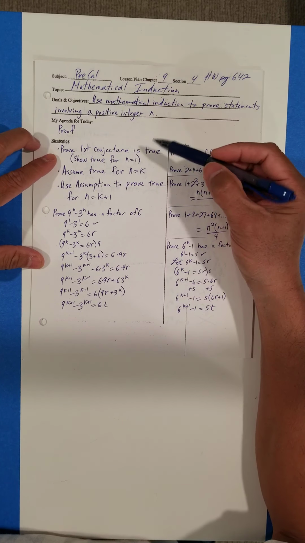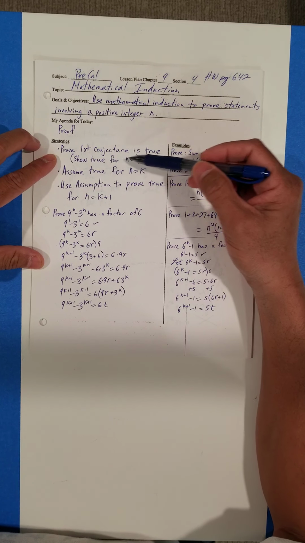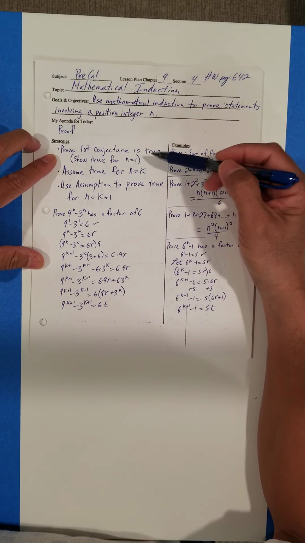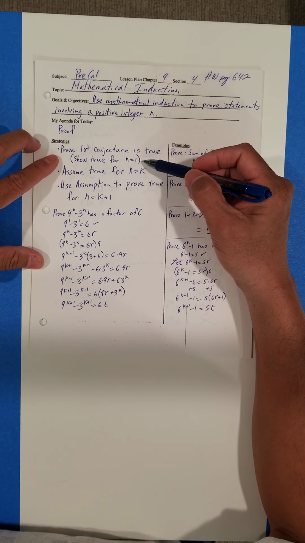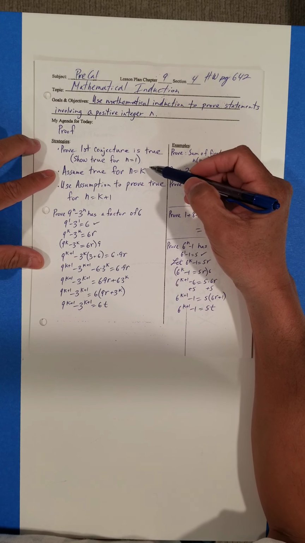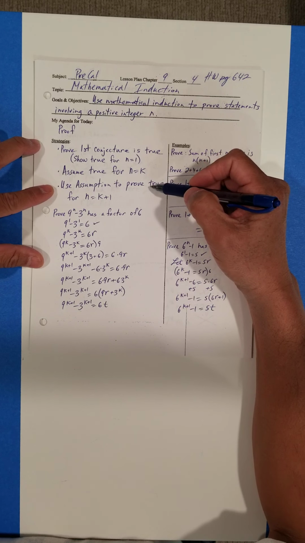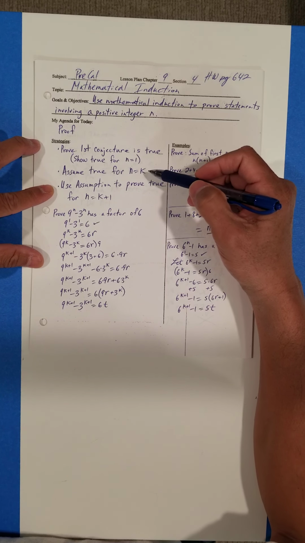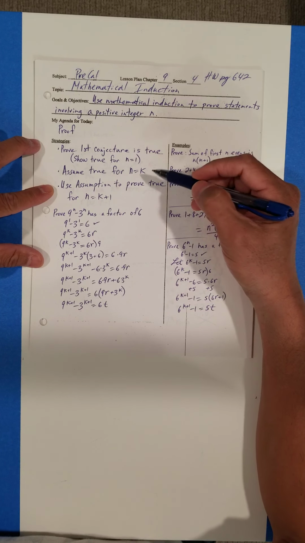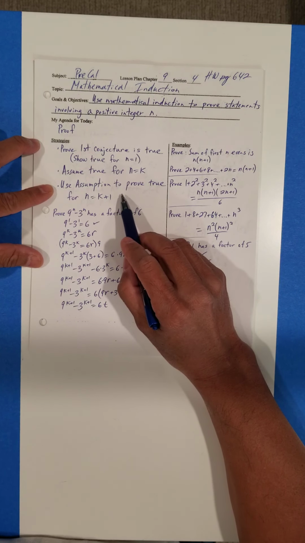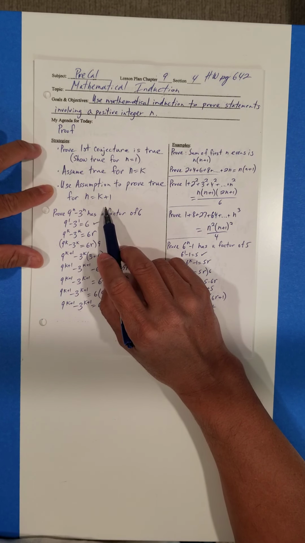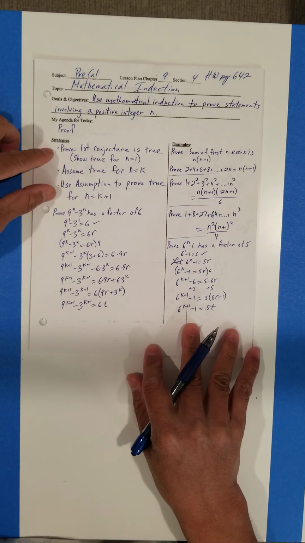Step one, first you're going to prove the conjecture is true for n equals 1. Whatever the statement is, we're going to prove that it works for the first case, n equals 1. Then we are going to assume that it is true for n equals k. And the last step, we're going to prove that because it works for n equals k, the steps will work for the next number, n equals k plus 1. So these are my three steps. Let's do some examples of that.